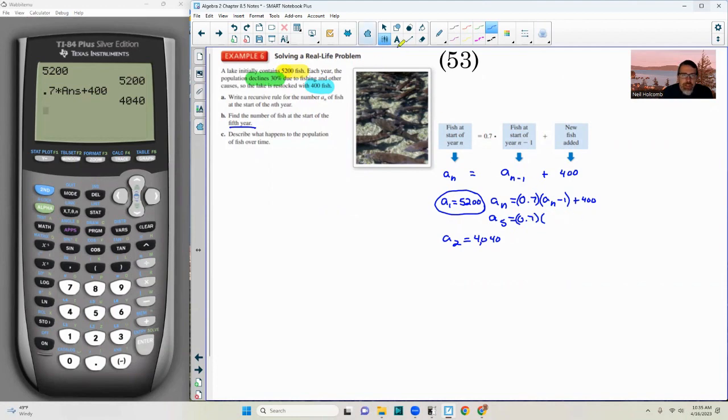So a sub 5 we don't know yet, so I'm just going to erase that. A sub n is our rule, and I plugged in a sub 1, multiplied it by 0.7, to get a sub 2. The subscript n minus 1 would be a sub 4 if I'm looking for the 5th term, and so on. So you take the term before, multiply it by 0.7 and add 400. So that's what we're doing.